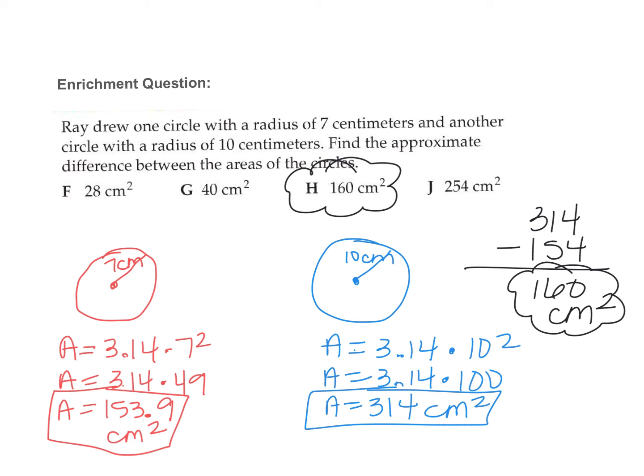Okay, so here's what I got for the first one. I drew a circle with a radius of 7 centimeters, and then I put that into my formula, and I got an area of 153 9/10 centimeters squared. And then for the second one, I drew a circle with 10 centimeters of radius, and my area comes out to be 314 centimeters squared. And then I rounded 153 9/10 up to 154, and I subtracted them, and I got H for my answer, which is 160 centimeters squared.